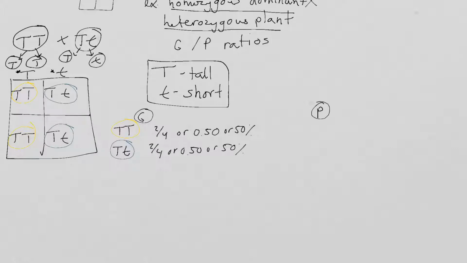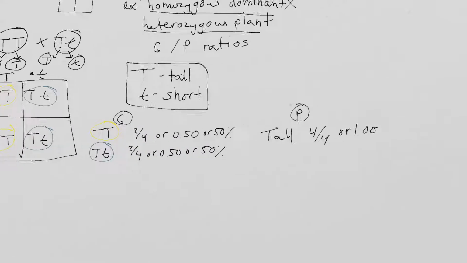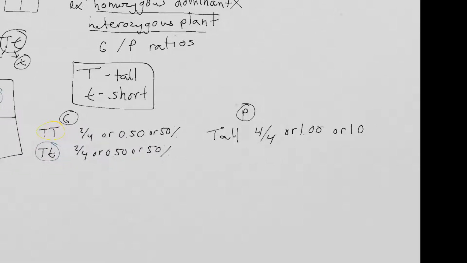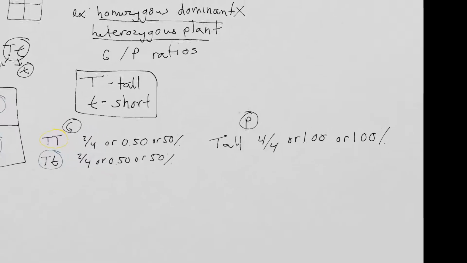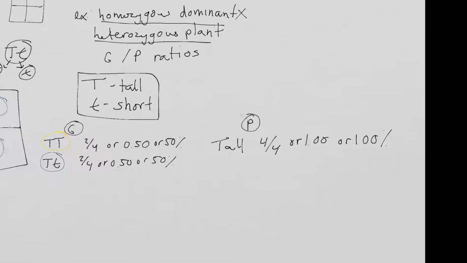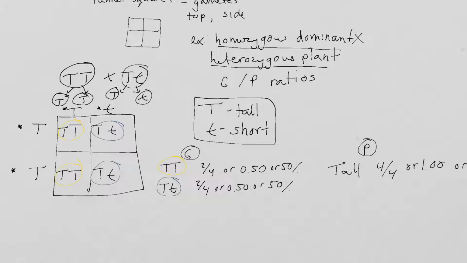For the phenotype ratio, well, they're all going to be tall. There are no little t's, so we would say that 4 out of 4, or 1, or 100%, all tall, okay? So that's just a general, straightforward example. I will go through a whole bunch of these examples for you from the workbook if you guys are struggling with any of that.